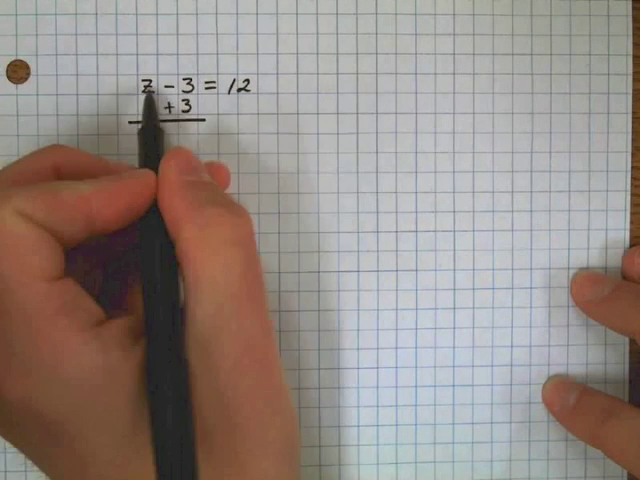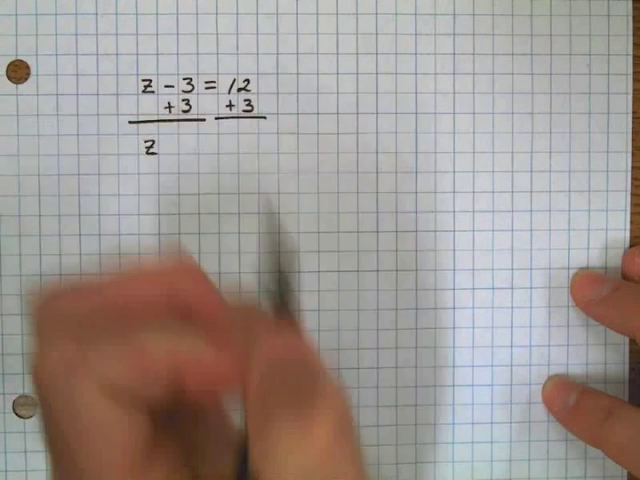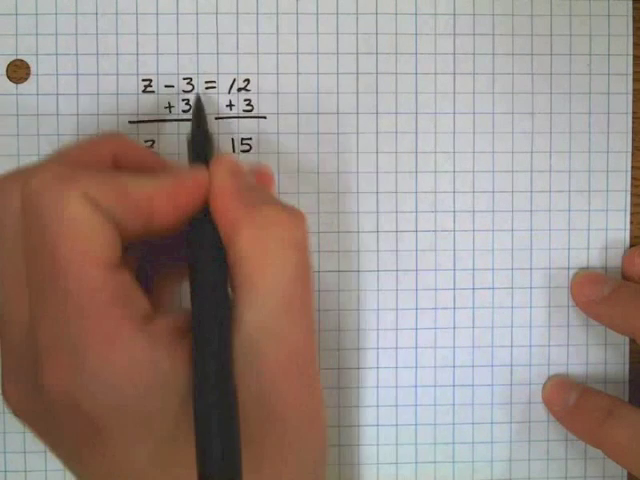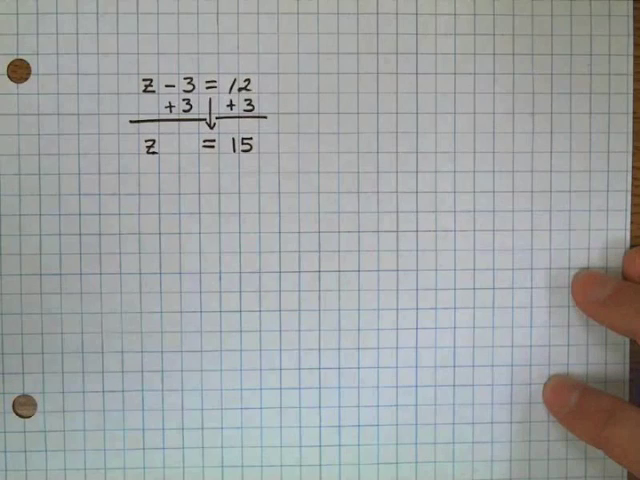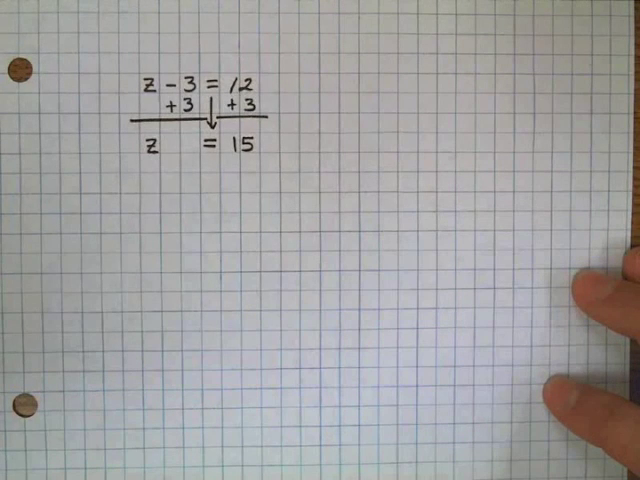Well, if I do it to the left-hand side, I need to do it to the right-hand side also to keep things balanced. So 12 plus 3 is 15. My equal sign still stays the same, comes right down, and z equals 15, proving what that variable is for that solution. Let's take a look at another problem.